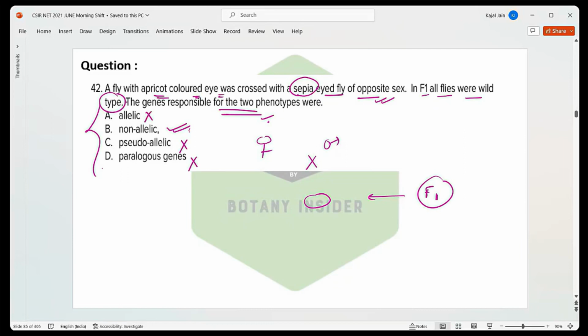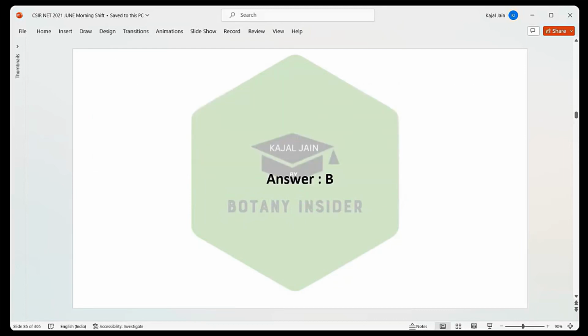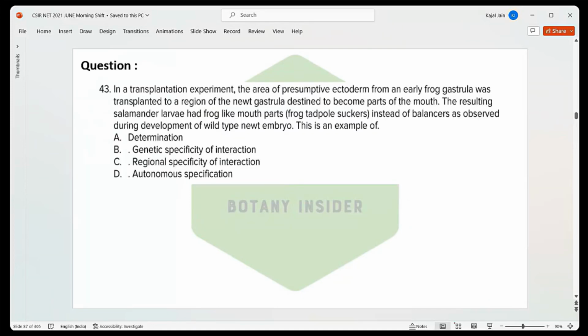It is asking us why it is having two different phenotypes. The reason being, the genes are non-allelic in nature. That is, two different genes are involved, which is causing this particular characteristic. B is the correct answer. It's not difficult, it's a very simple question. Next question, give it a try.